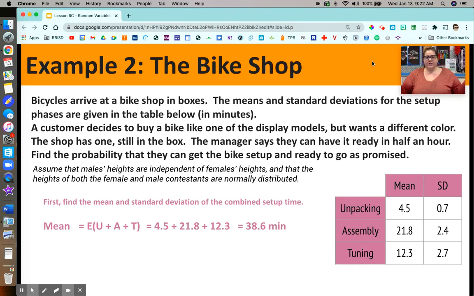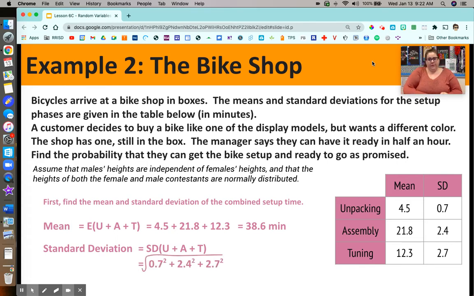Standard deviation is tricky and annoying in that we can't just add standard deviations from 3 different variables. I have to add their variances and then square root. So the standard deviation of u plus a plus t would be the square root of 0.7 squared plus 2.4 squared plus 2.7 squared. So we square each standard deviation to get their variances, combine the variances, and then square root it to get back to standard deviation, which is 3.68 minutes. So that's our first step.